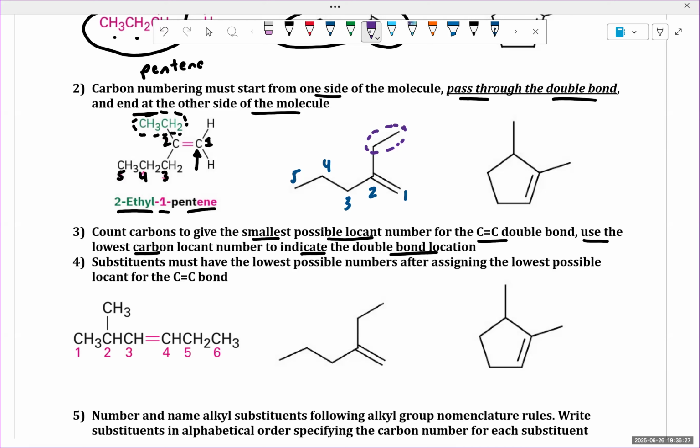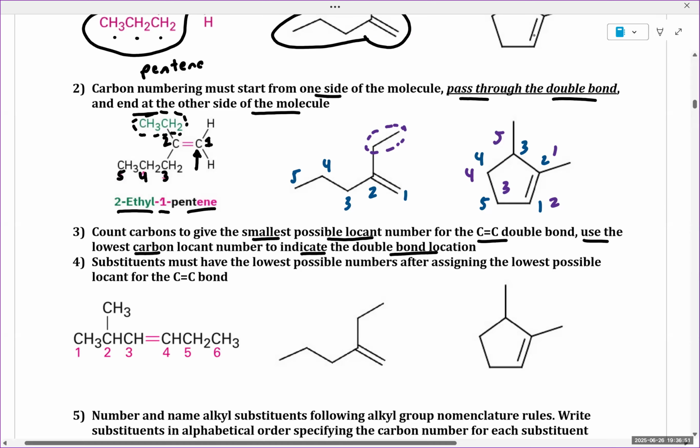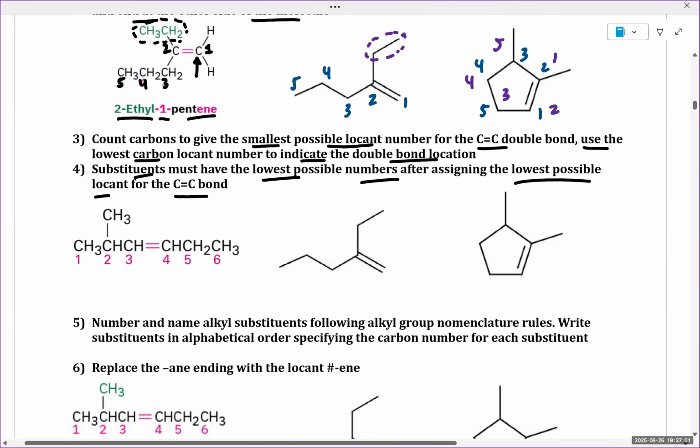Looking at this ring, again, following our rules, we're going to assign the double bond the lowest locant number. So we have 2 possibilities, 1, 2, 3, 4, 5, or counting through the ring in the opposite direction, 1, 2, 3, 4, 5. Now, how do we break this kind of tie? Substituents must have the lowest possible locant numbers after assigning the lowest possible locant for the carbon-carbon double bond. So, in this case, we have the following locant numbers.